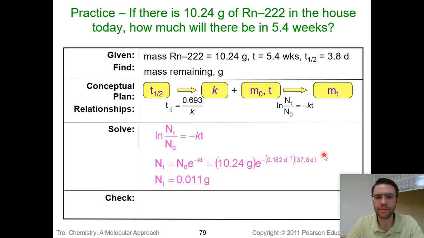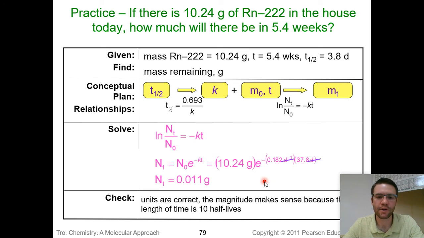And now that I have the same units, I'm going to use the same equation here, a new initial mass, and then my K value with the correct units of days, and you get 0.011 grams. And that's how much would be left over. So units work out, and it's about 10 half-lives that have occurred, and this is the correct sample.